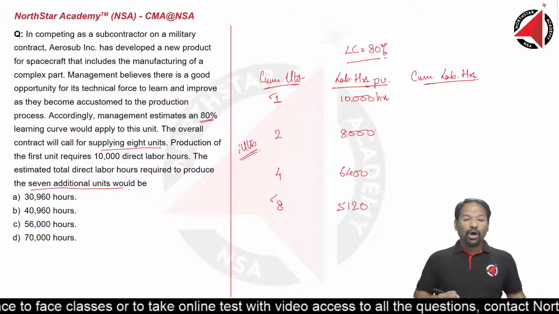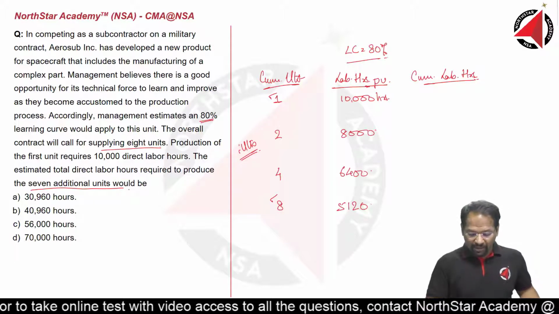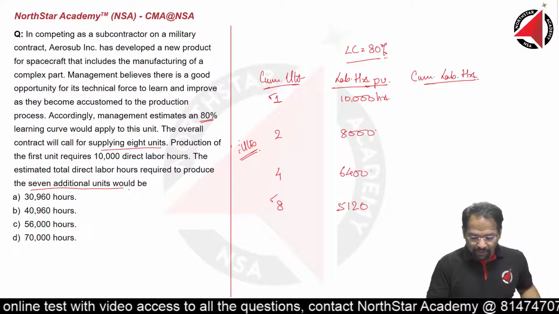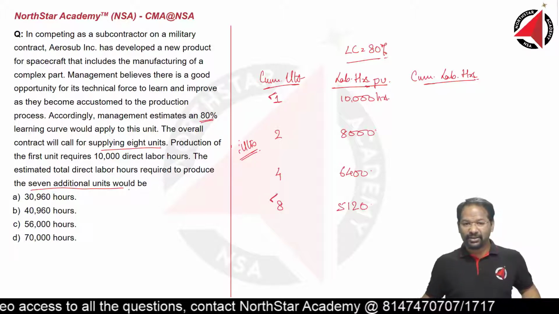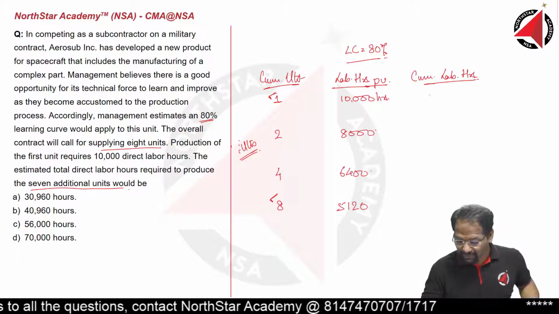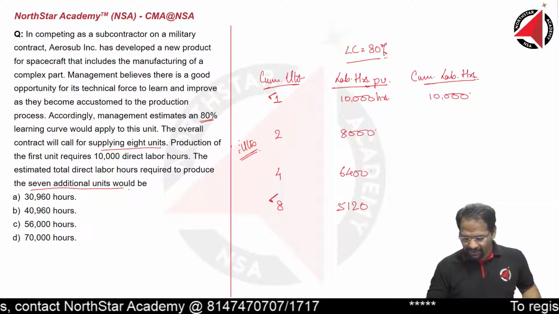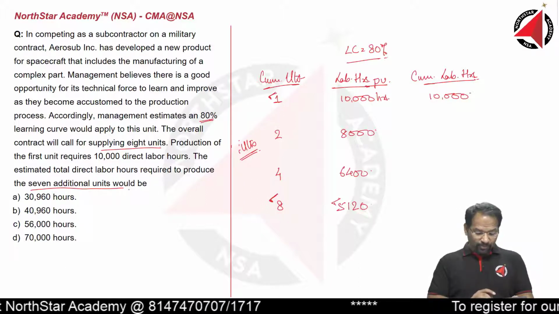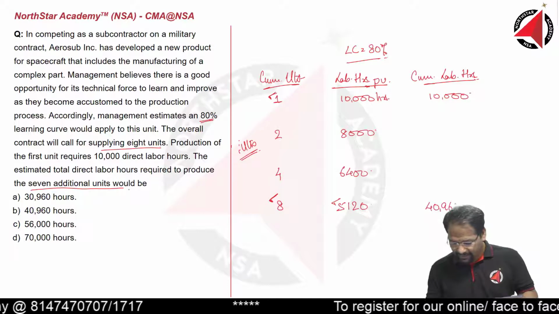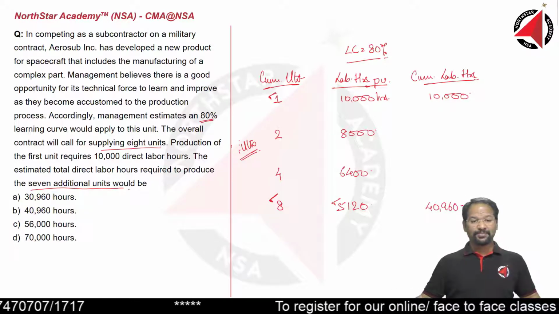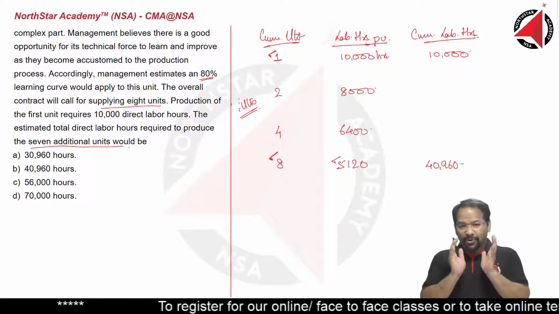We need to know how much is the incremental hours required for making how many units? 7 units. Means from 1 directly to 8, the incremental is going to be 7 units. So how much is the cumulative hours for 1 unit? 10,000. And how much will be the cumulative hours for 8 units? It will be 5,120 multiplied by 8. So it is 40,960 hours cumulatively.